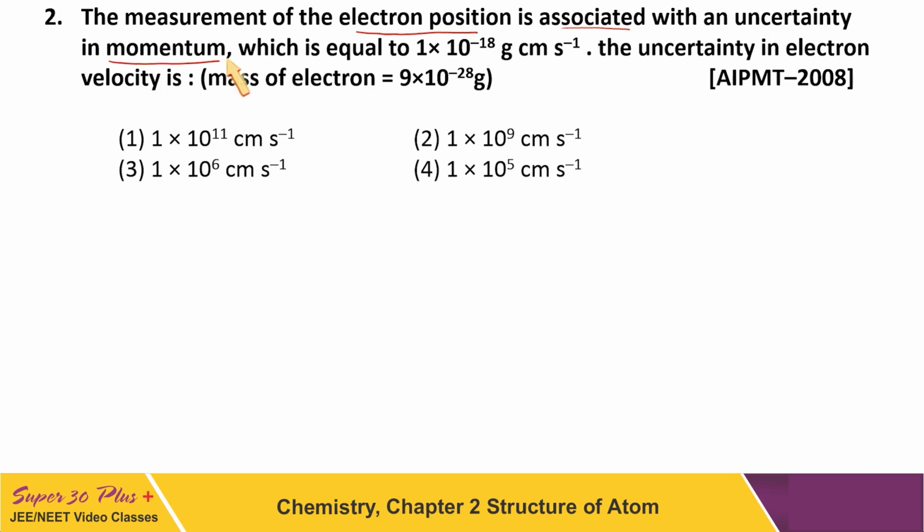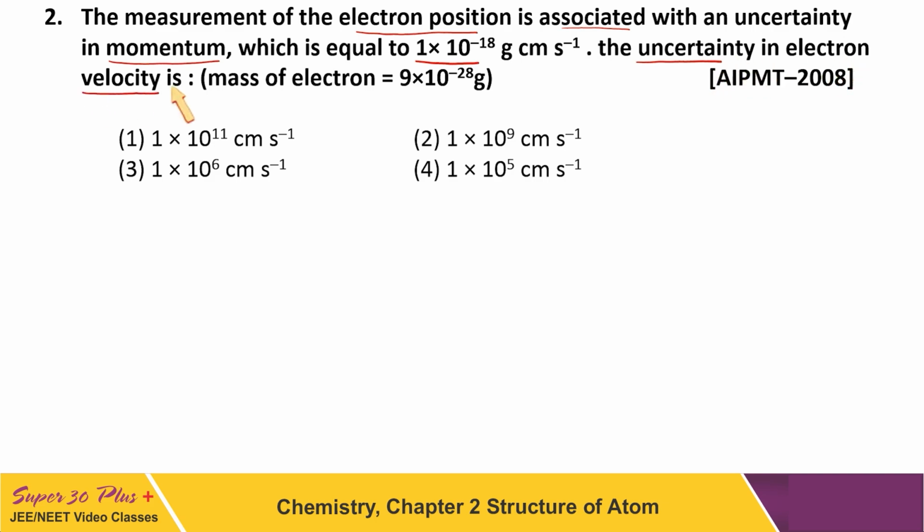Now, the measurement of the uncertainty in the position of the electron is equal to 10 to the power minus 18. Now we have to find out the value of the uncertainty in the velocity of the electron.